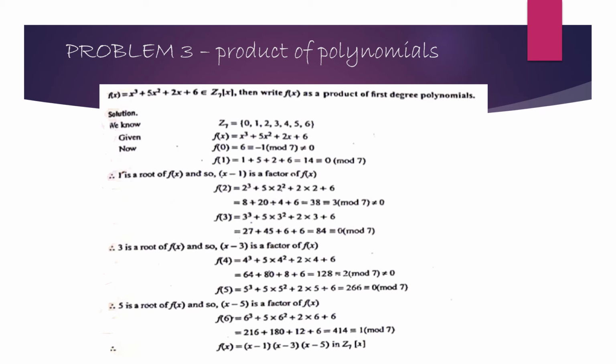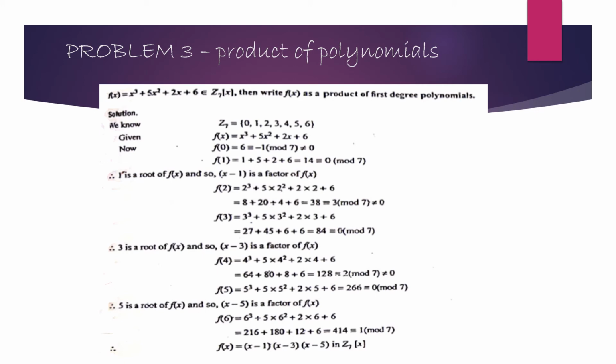So what are first degree polynomials? They are linear equations. So how do we get the linear equations? You have to find them through the roots of that particular polynomial. So for that, since Z7 is mentioned, you've got to write down all the elements of Z7, starting from 0 and ending at 6. So f of x is equal to this. So how do I find the roots?